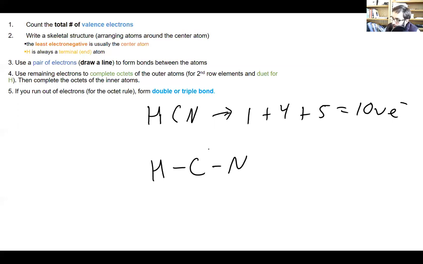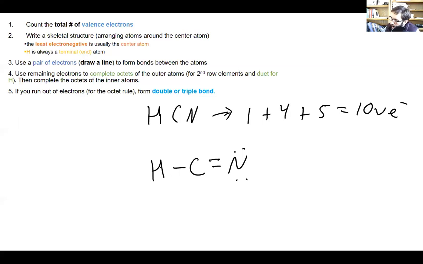Hydrogen's happy, it's a duet rule, or it has 2. So let's pair out the other 6. So that's 10, right? 2, 4, 6, 8, 10. That's our 10. And this isn't happy because we have 2, 4, 6 only for carbon. We need 8. And we have 2, 4, 6 only for nitrogen. So again, we're going to have to do some double bonds. And so let's add a double bond there.